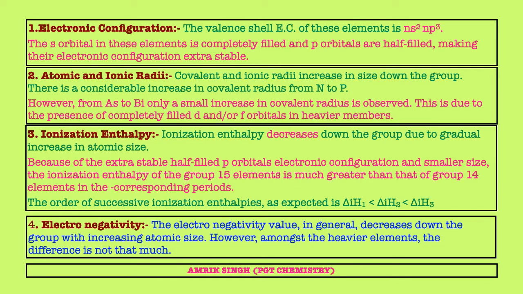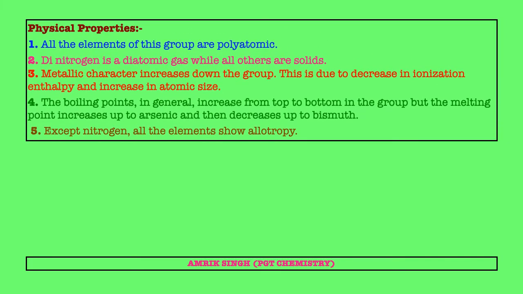Electronegativity. The electronegativity value in general decreases down the group with increasing atomic size. However, among the heavier elements, the difference is not that much. Physical properties. All the elements of this group are polyatomic. Dinitrogen is a diatomic gas while all others are solids.